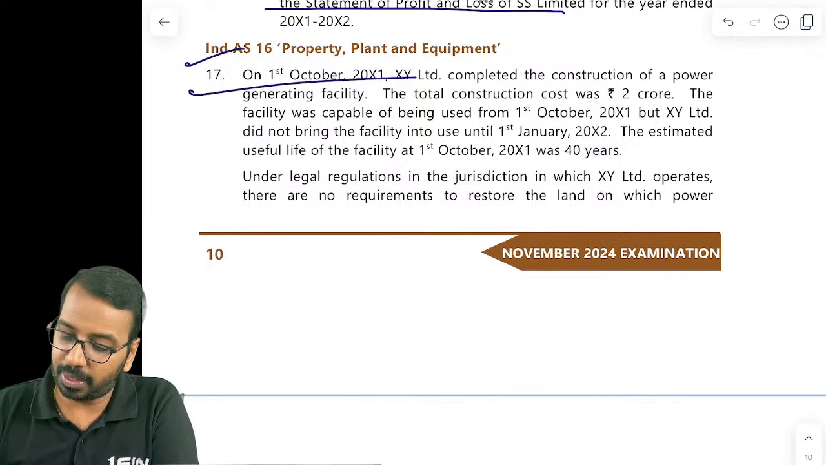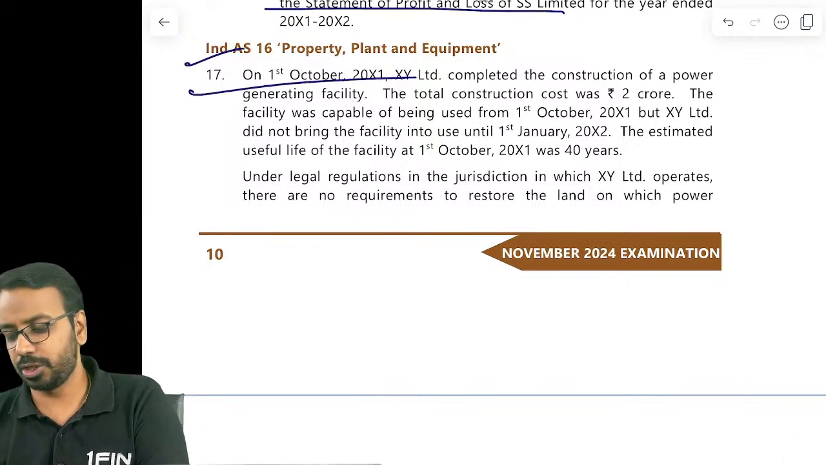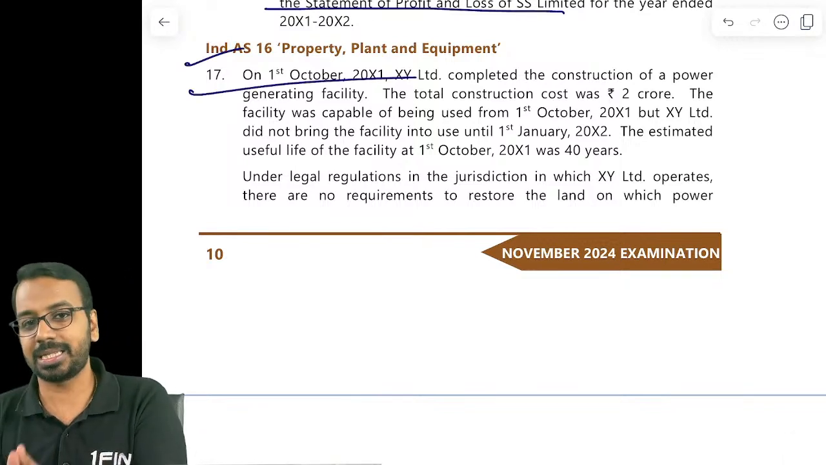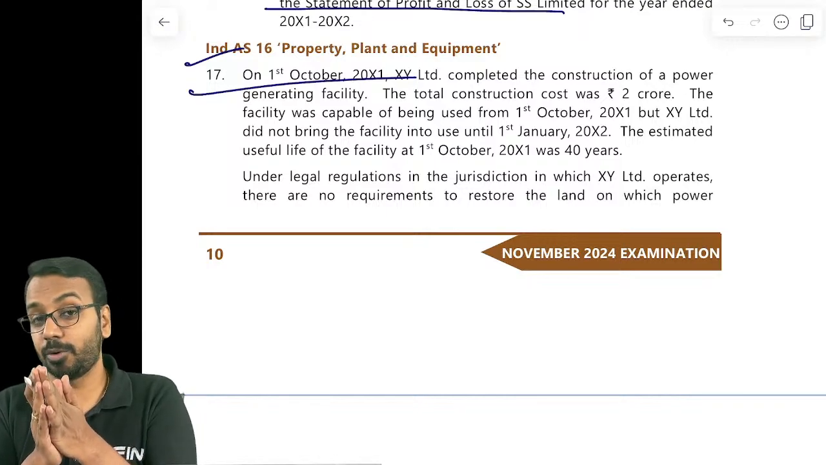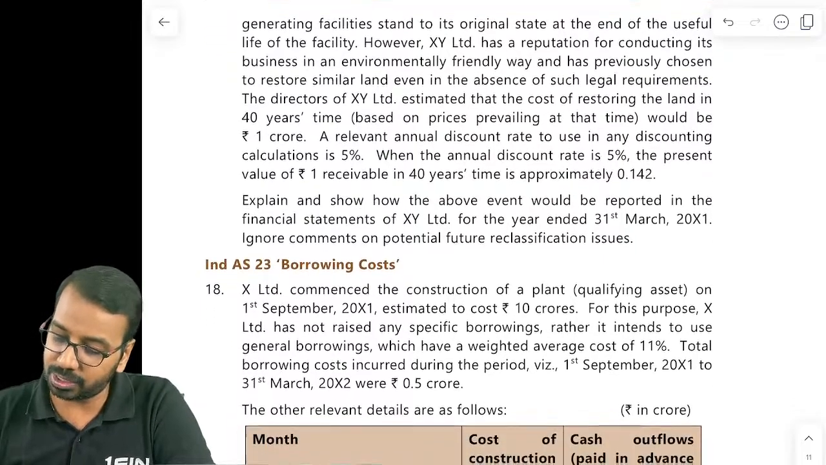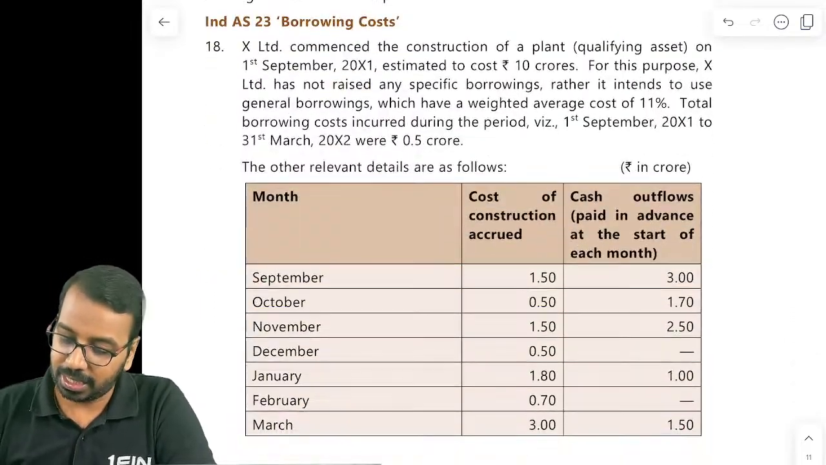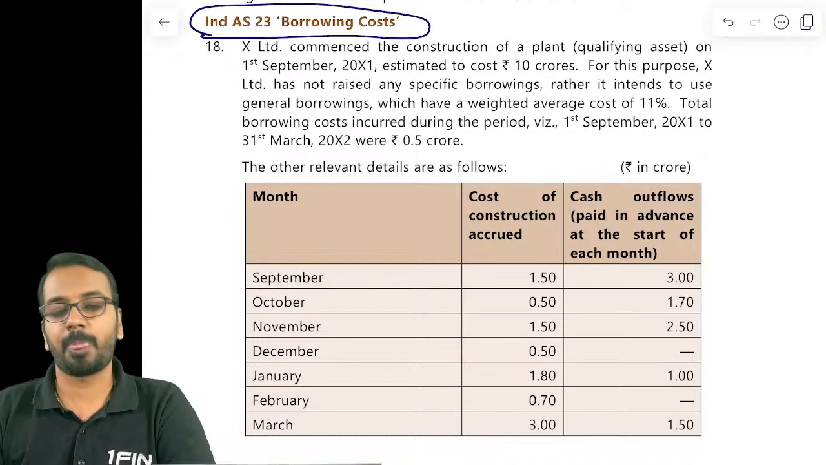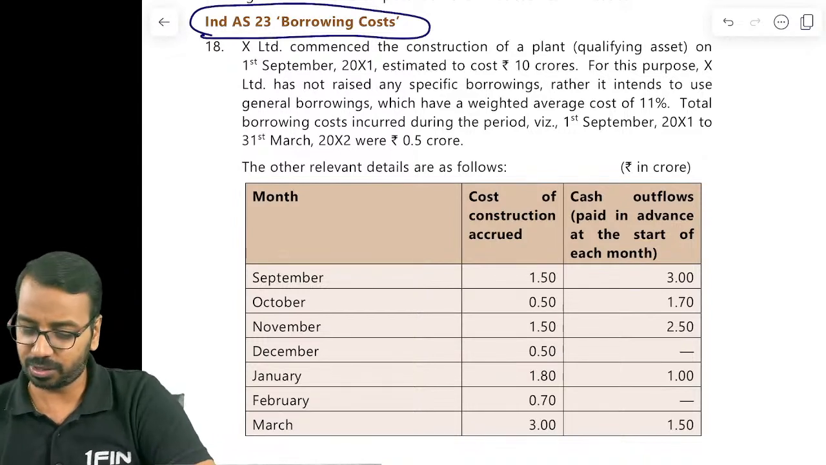Ind AS 16, Property, Plant and Equipment. Again, same question. Similar questions have been done in the class. It's a comprehensive question, and you'll be able to do it on your own. There is nothing complicated to be considered here. Now, borrowing cost in this particular question is a slightly special question, I would say.